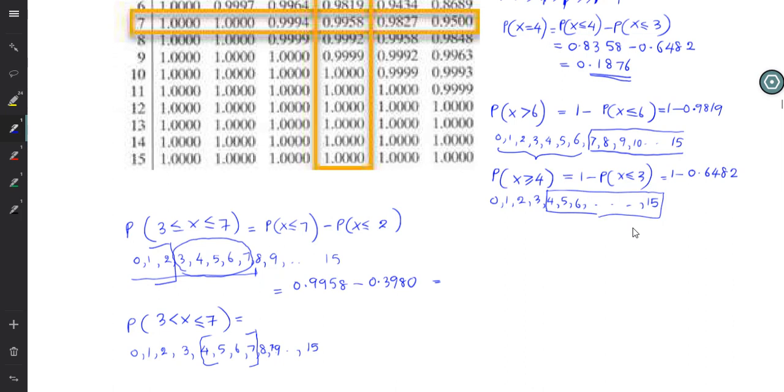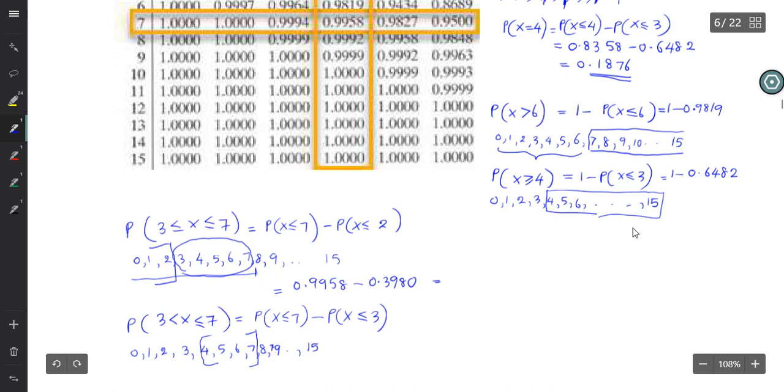So you know it is from 3 not included, so 4 up to 7. Which means you read the table up to 7 and you subtract the unwanted stuff. Now 3 is also not wanted, so you have to subtract up to 3. So read these two values from the table and you are done. Okay. So I'm sure that it's clear now how to read the table and answer the questions.